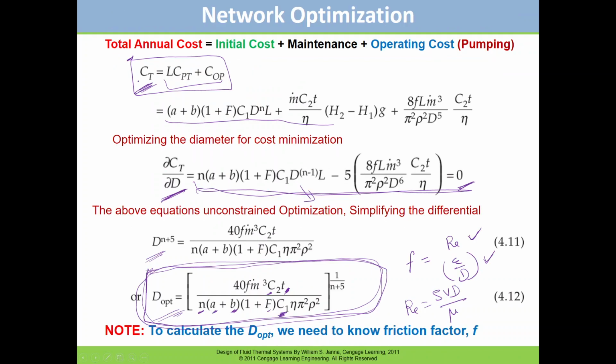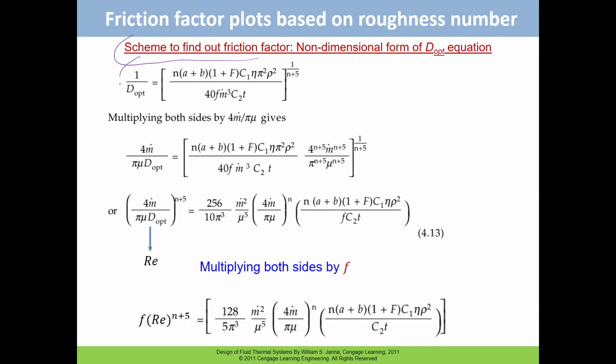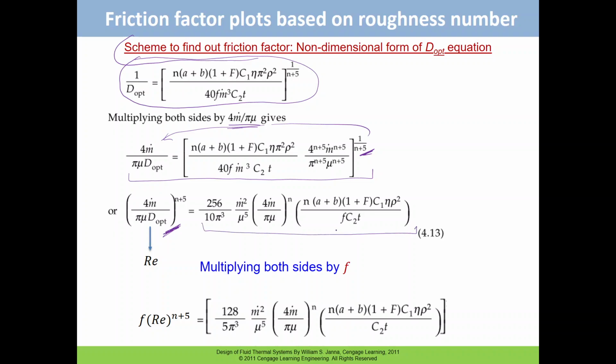So this is our d optimal, and we just reverse this expression, and when you reverse this expression it takes this form. This is our d optimal, right? Then we are multiplying both sides by 4m by pi mu, which gives us this expression. All right, so with this expression, when you take this power on the right hand side, it takes this form, and on the right hand side you have this thing.